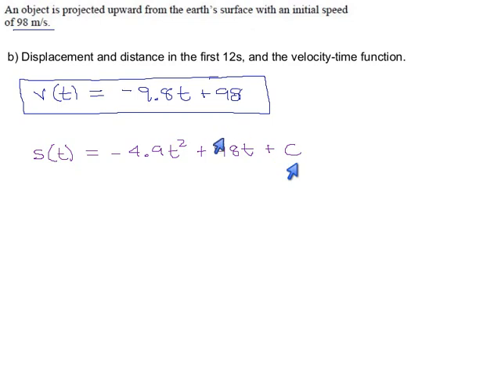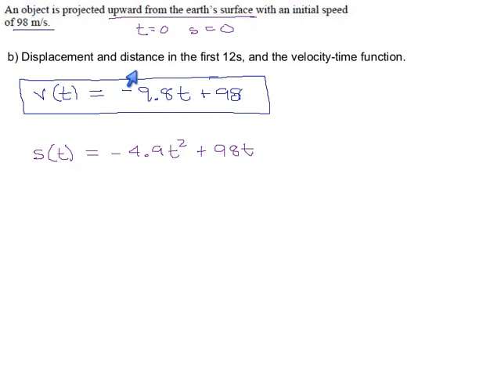Do we know anything about the initial position? It turns out, yeah, we do. They said this object was projected upward from the Earth's surface, so when the time started, when this thing was launched or thrown or whatever it was, its position was 0. It was sitting right on the ground. It was 0 meters above the ground. And that means this c actually has to be 0. I could write plus 0 here, but I'm just going to throw that out and let this be our position function.